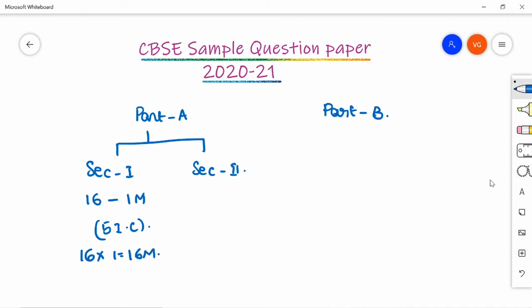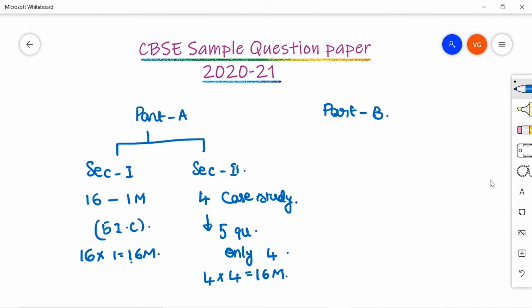Coming to section 2, you will be given 4 case studies. Each case study has 5 questions, out of which you need to attempt only 4 questions. So 4 fours, 16 marks here. So 16 plus 16, totally 32 one-mark questions for part A. So just writing the correct option in the answer sheet is enough here to get your 1 mark.